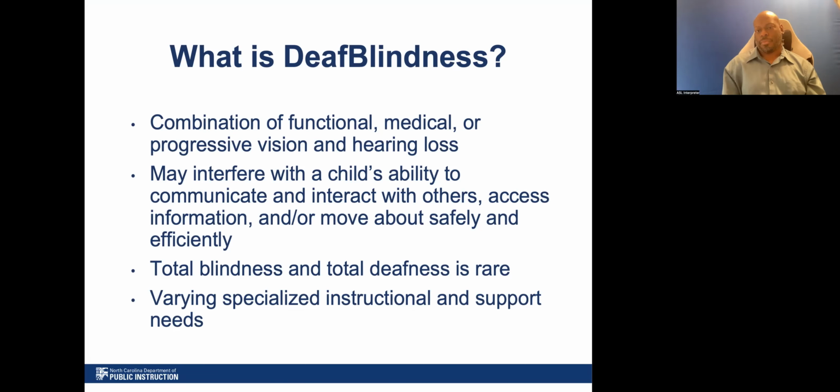Deafblindness is defined as the combination of functional, medical, or progressive vision and hearing loss, which may interfere with a child's ability to communicate and interact with others, access information, and/or move about safely and efficiently in familiar and unfamiliar settings. In the population of learners with deafblindness, total blindness and total deafness is rare. In fact, learners with deafblindness experience a wide range of visual and hearing loss combinations with varying specialized instructional and support needs.